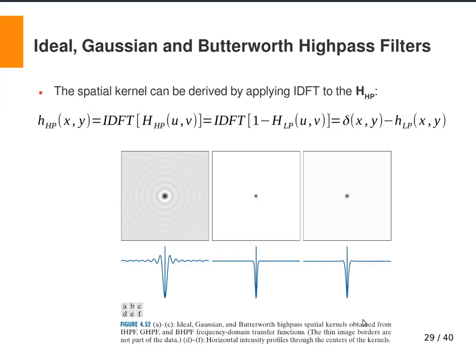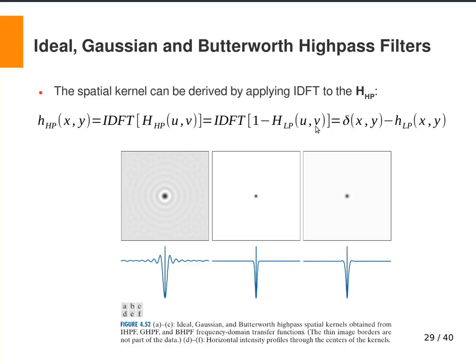So the spatial kernel can be derived by applying the inverse discrete Fourier transform to the high pass frequency response. So if we want to see what is the spatial kernel for these types of high pass frequencies, we basically apply the inverse discrete Fourier transform to the transfer function of the high pass filter. As you saw before, the transfer function of the high pass is 1 minus the transfer function of the low pass. So now we have to calculate the inverse discrete Fourier transform of this constant function and this low pass function.